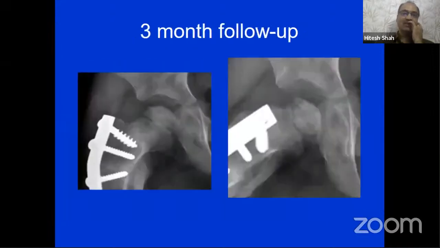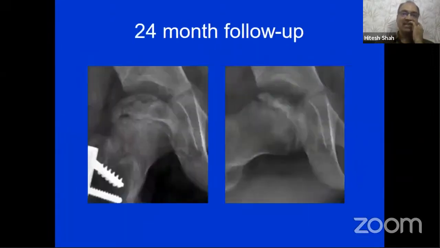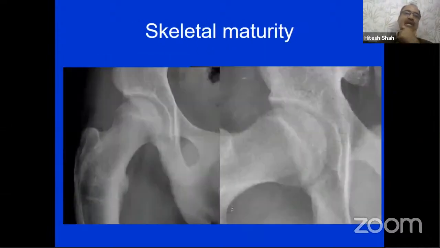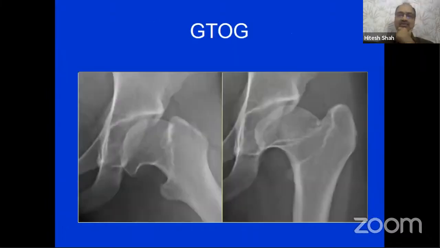This is an example of a varus osteotomy, and the child has been followed till maturity and has a good, spherical hip joint. That is the goal of doing a femoral osteotomy for varus derotation.